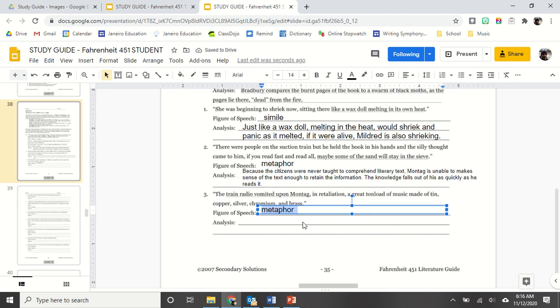So in this case, we do have a little bit of personification because it's giving a non-living object, such as a train radio, human qualities. A train radio can't vomit or throw up like a human can. This is also a bit of a metaphor as well, and we'll talk about that here in just a second.